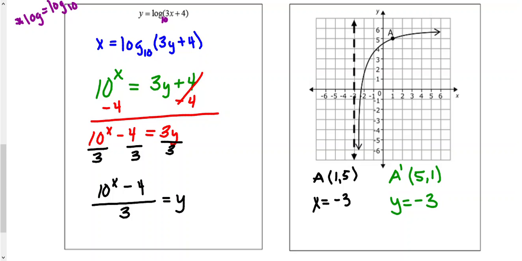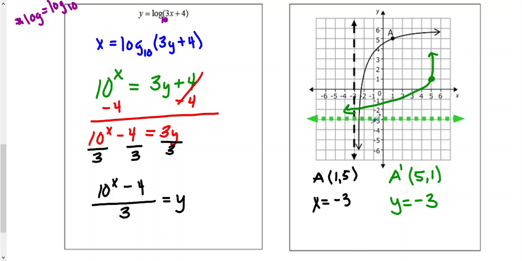So to plot my inverse, I'm going to use my lines and say y equals -3 gets a horizontal dashed line. And then I'm also going to plot my new point at 5, 1. And then I'm going to graph it.